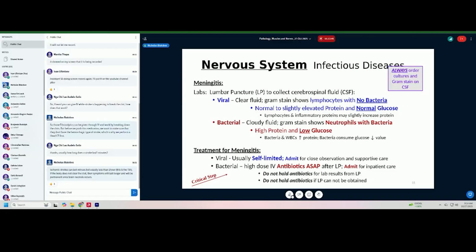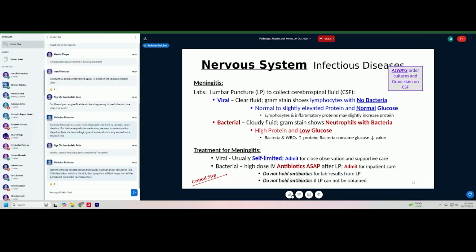Treatment-wise, with viral meningitis, again, usually our patients will get better as long as we're just supporting them. We just got to make sure they're not getting worse, essentially. We're going to admit them just to make sure, but most of the time it's self-limited, they'll get better with time, and we're just monitoring them and stepping in when we need to. With bacterial, we have to treat these folks with IV antibiotics, and we have to do it quickly.